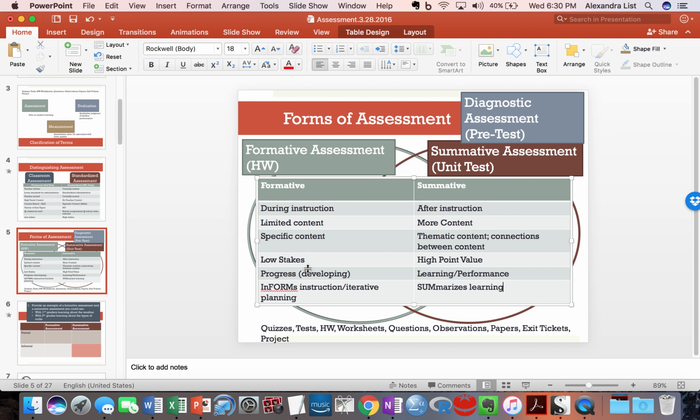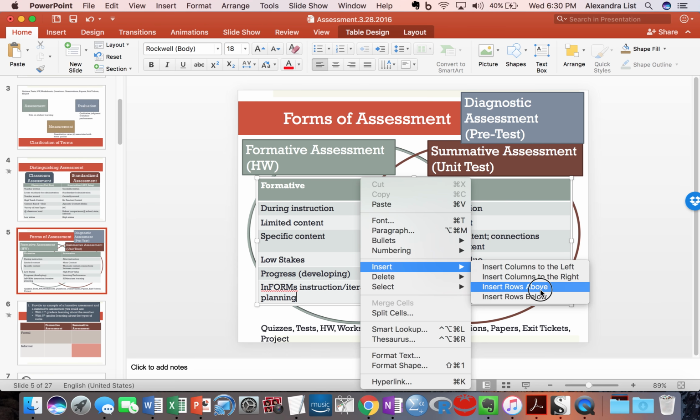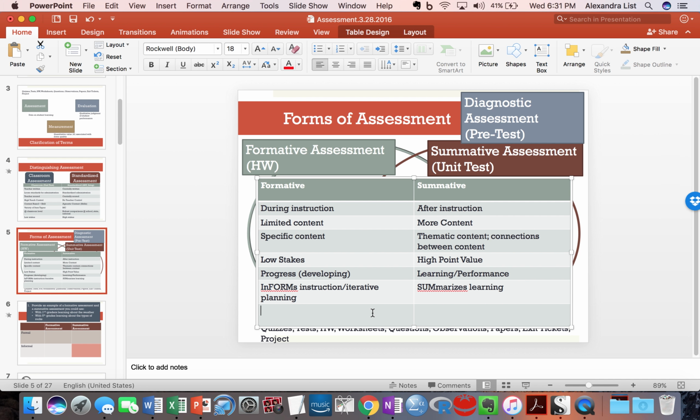Again, going along with low stakes formative assessment, let me talk about format. That's important. Let me add a row. These also tend to differ in format. Because they're low stakes and because they cover more specific and more limited content, you tend to have more formative assessments, and you tend to have more frequent formative assessment.